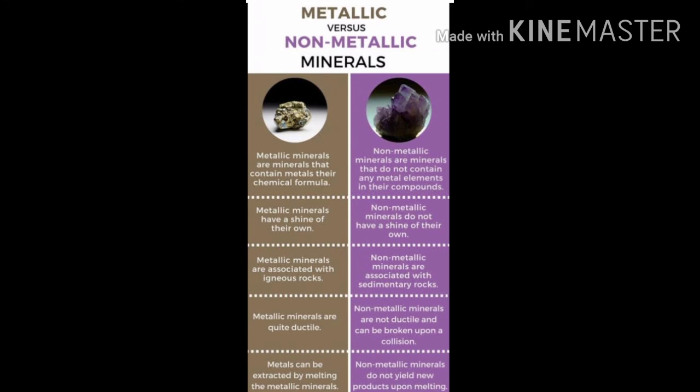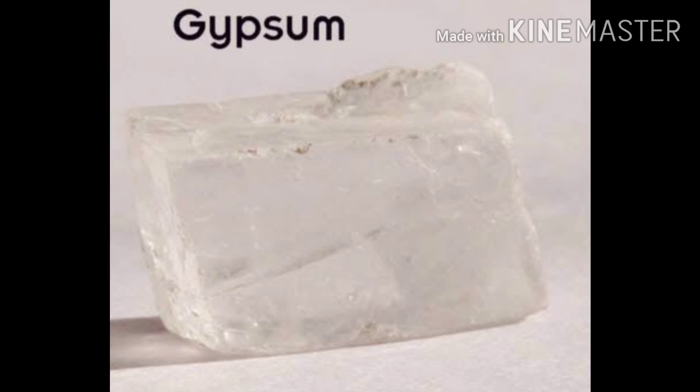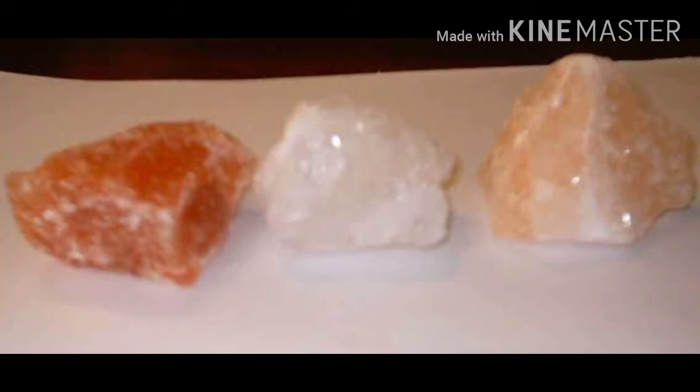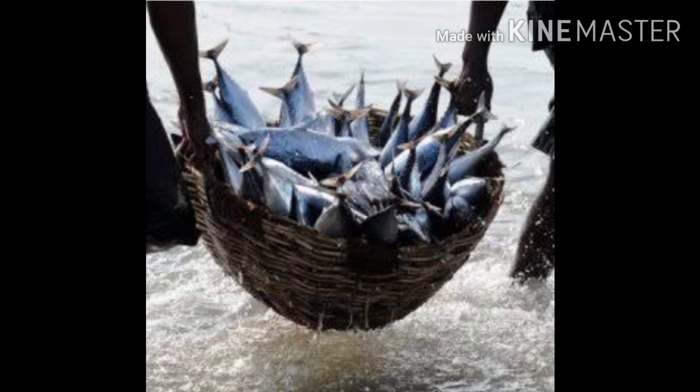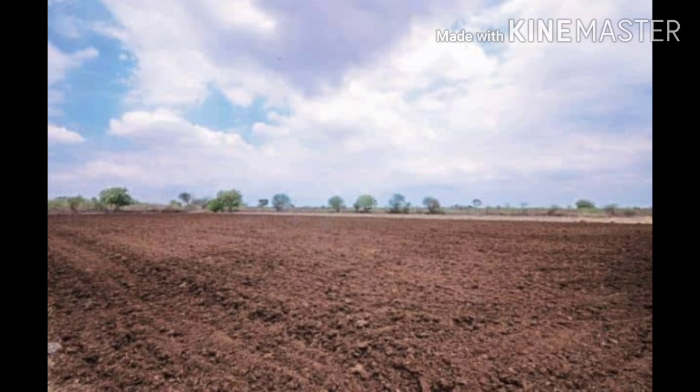Now let's have a few examples where non-metallic minerals are used in obtaining various chemicals, like gypsum. Next one is rock salt, which we use for eating purposes also sometimes, and calcite, etc. In all the figures except for fishing, all the activities of obtaining natural resources are being carried out on land. This means that land is also a natural resource.